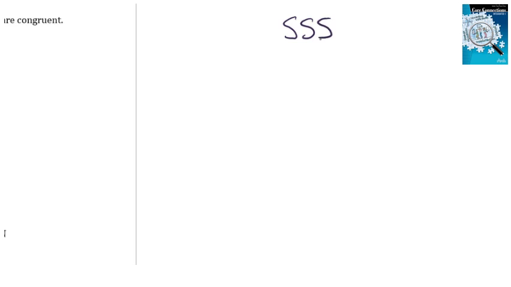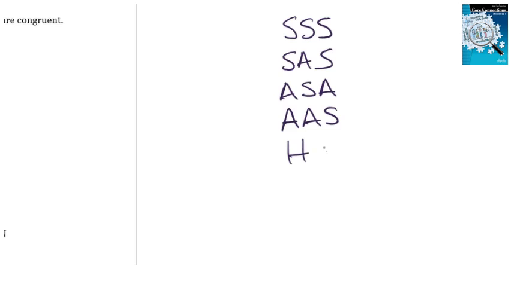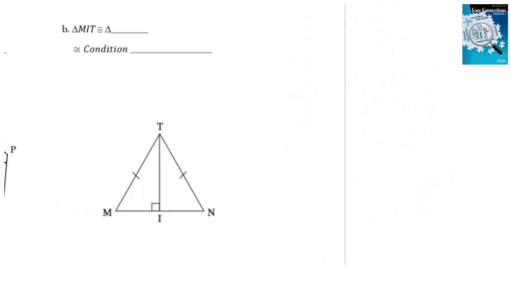They are side, side, side. You're showing that there are 3 pairs of congruent sides. The triangles must be congruent, or side, angle, side, or angle, side, angle. Also, you can have angle, angle, followed by a non-included side. And finally, the last valid triangle congruence condition we have is hypotenuse leg. Of course, be careful. This does require that you have a right-angled triangle. If you don't have a right-angled triangle, hypotenuse leg doesn't apply.